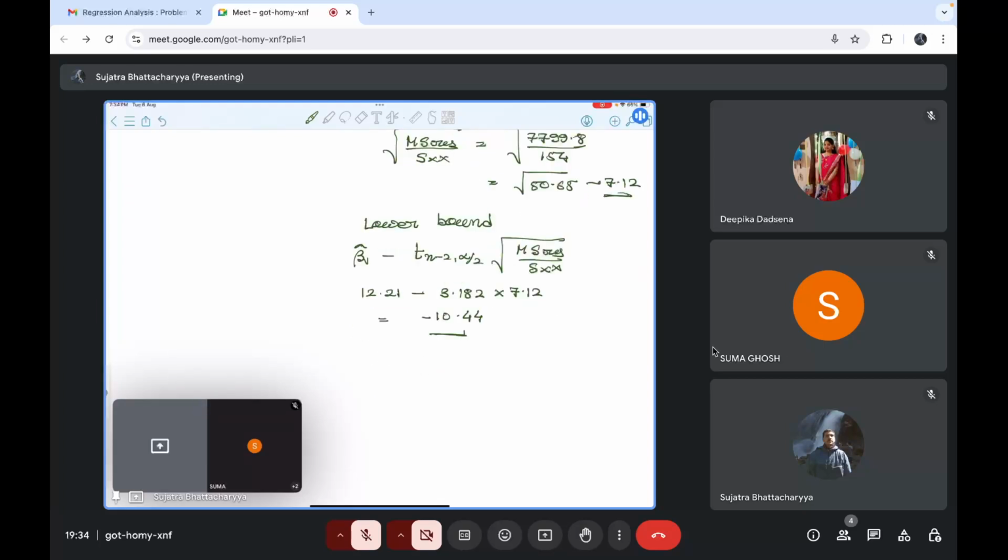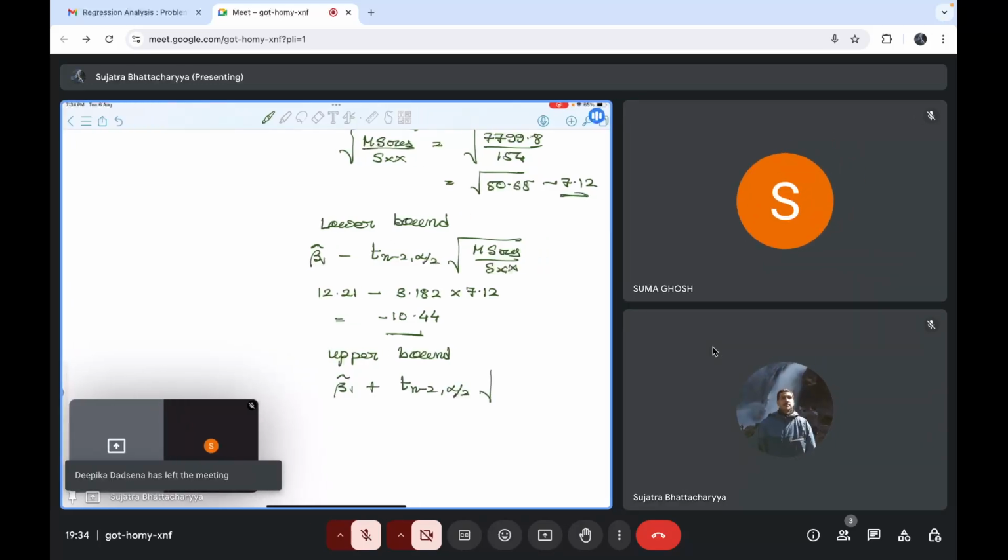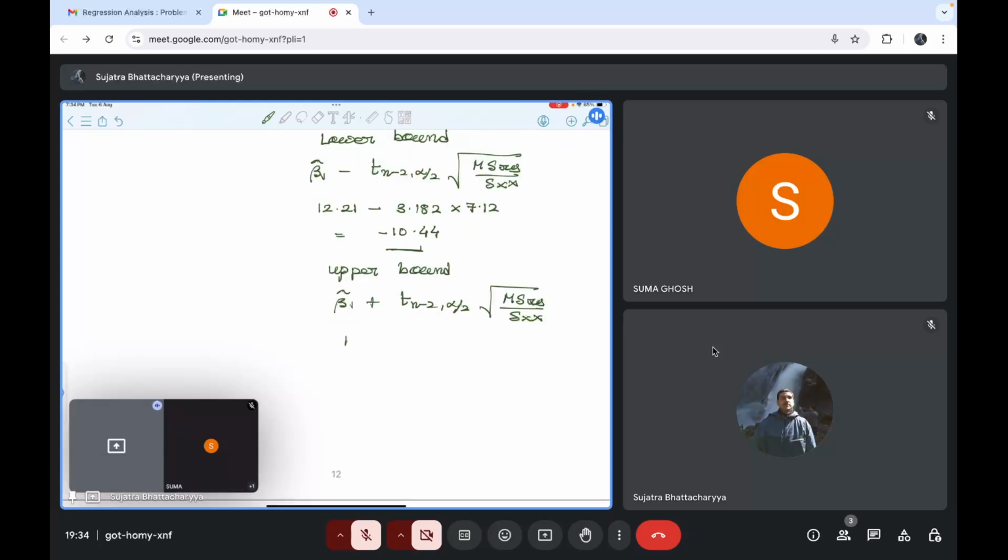What about the upper bound? Just plus. It's easy to calculate. So it's beta 1 hat plus t n minus 2, alpha by 2, root over MS residual divided by Sx. So beta 1 hat is 12.21 plus 3.182 into 7.1. It will come out to be about 34.86.